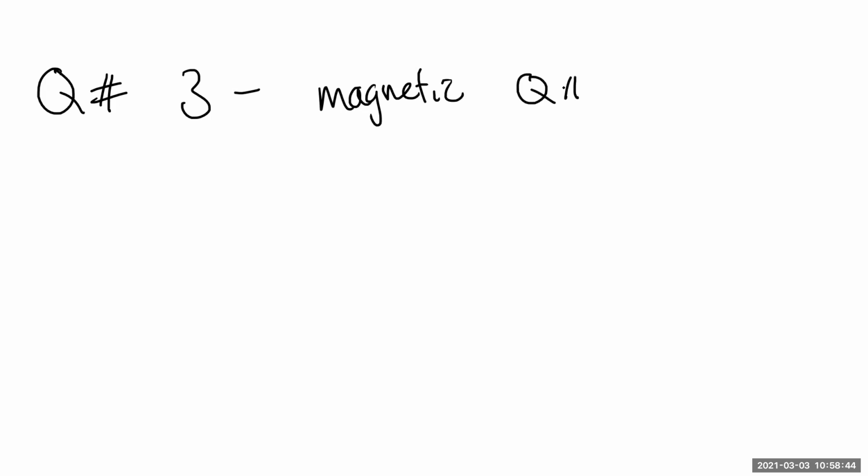All right, continuing from the previous lecture, we're going to just talk about the other two quantum numbers. So quantum number 3 is known as the magnetic quantum number. And the symbol for this is an M with a lowercase l. So it's M subscript L, okay?